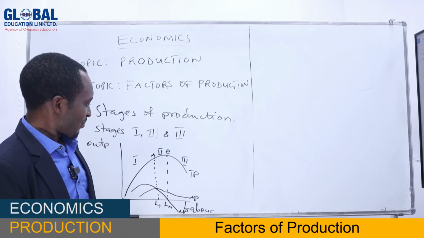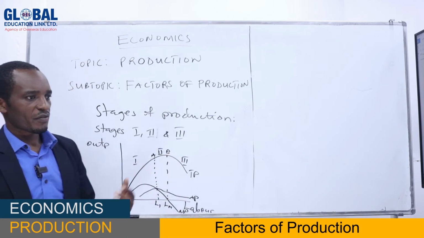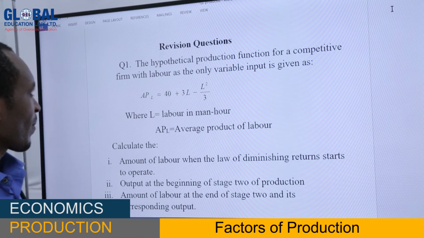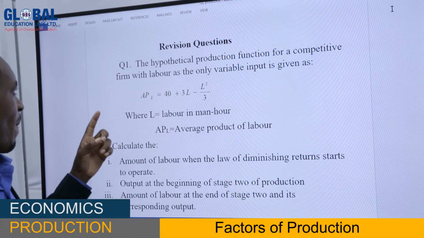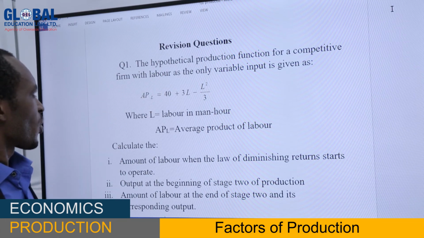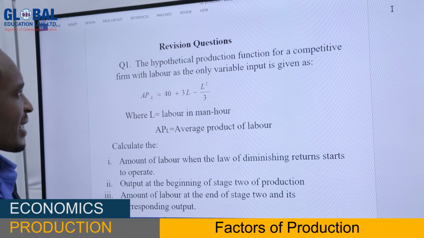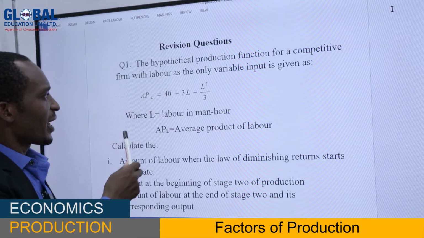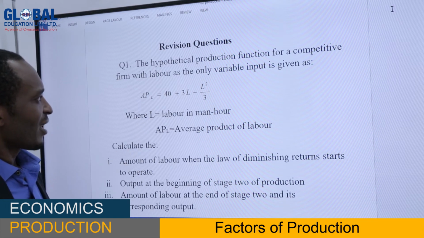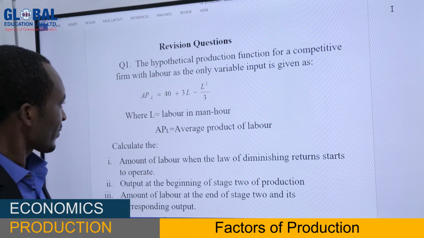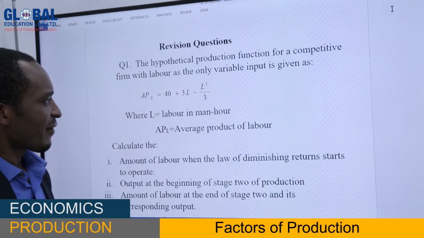Now let us see a problem, or how we can use this concept to solve a problem. Okay, now let us see a particular problem, how we can solve this by using the concept we learned. Let us consider this question. Question number 1 says, the hypothetical production function for a competitive firm with labor as the only variable input is given as follows. We are given the average product of labor, which is 4 plus 3L minus L square over 3, where L stands for labor in man hours, and AP_L is the average product of labor.